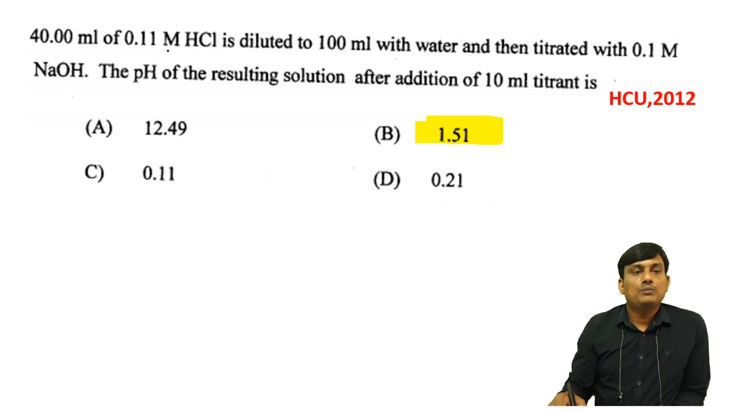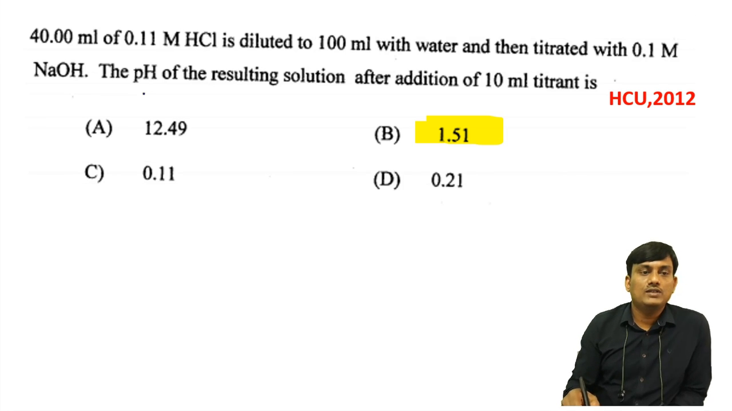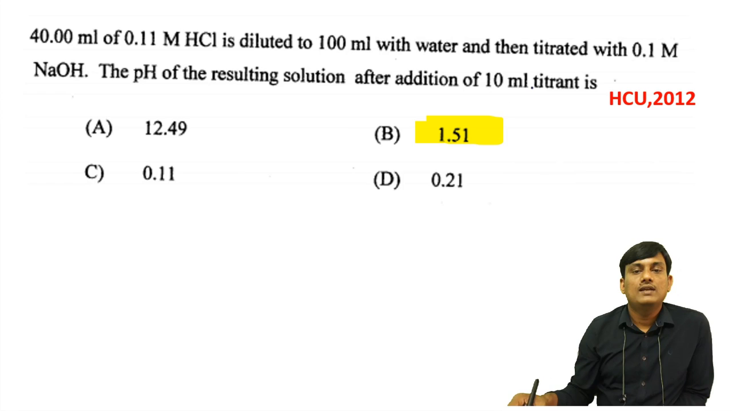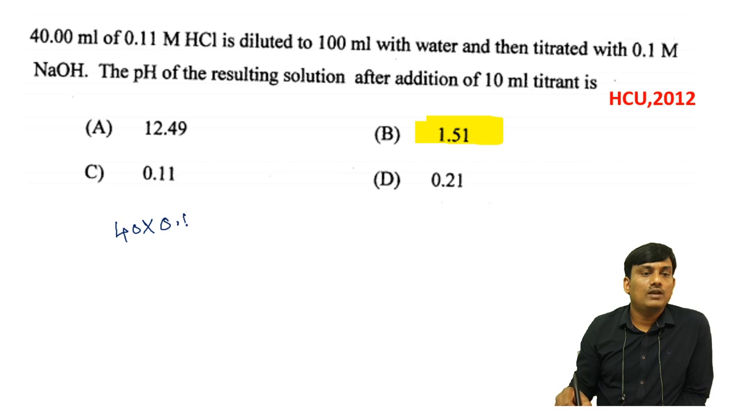40 ml of 0.11 molar HCl is diluted to 100 ml with water and then titrated with 0.1 molar NaOH. The pH of the resulting solution after addition of 10 ml titrant is? Okay, initially 40 ml of 0.11 molar HCl is taken. It is diluted to 100 ml. So the initial volume is 40 and the concentration is 0.11.